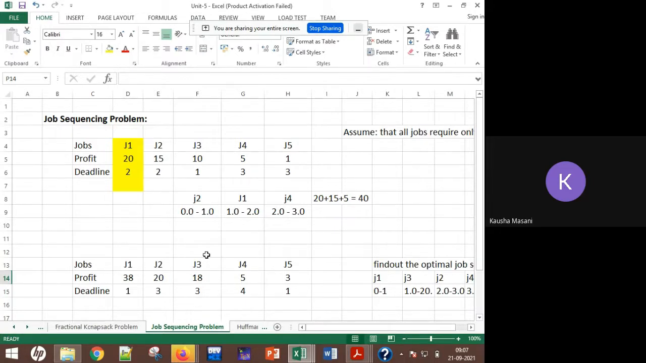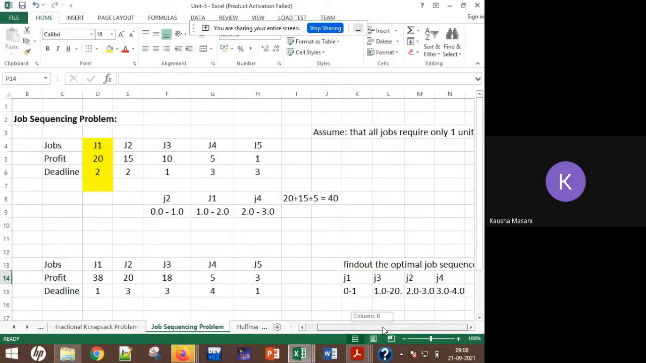So what will be given in the question? The question will give the number of jobs and their associated profits. Along with that, you will be given the deadline. Here in the question, which is already solved, I am giving you jobs J1 to J5 and their related profits along with their deadlines.